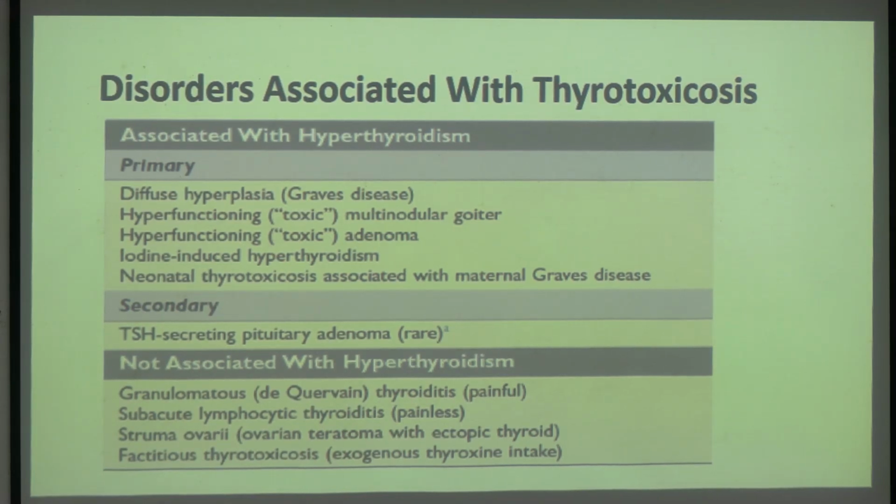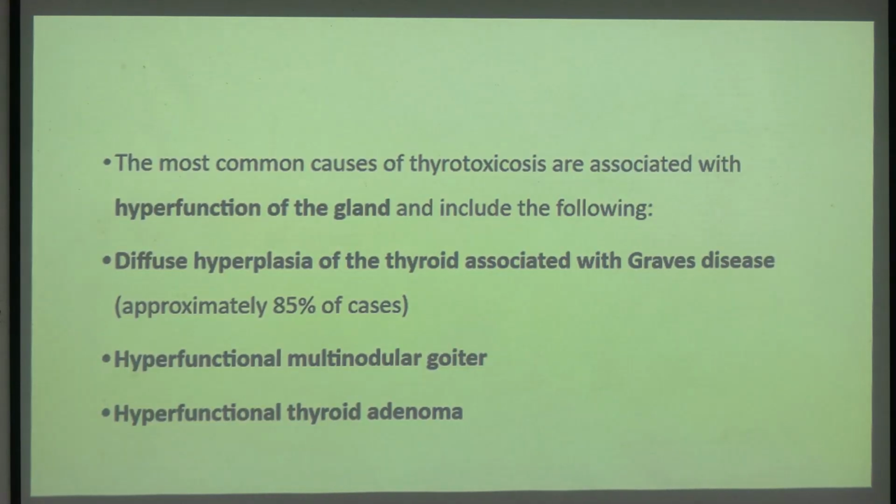And there are a few disorders which are not associated with hyperthyroidism. Number 1 is granulomatous thyroiditis or de Quervain thyroiditis. Number 2 is subacute lymphocytic thyroiditis. Then struma ovarii, then factitious thyrotoxicosis. The most common causes of thyrotoxicosis, which are associated with hyperfunction of the gland, include diffuse hyperplasia of the thyroid associated with Graves' disease, hyperfunctional multinodular goiter, and hyperfunctional thyroid adenoma.